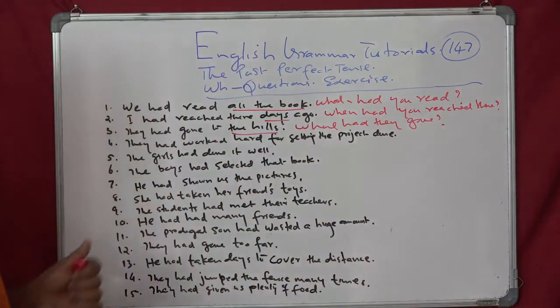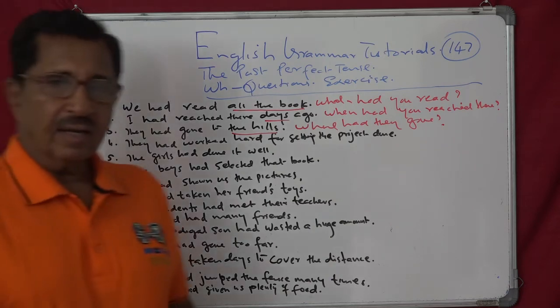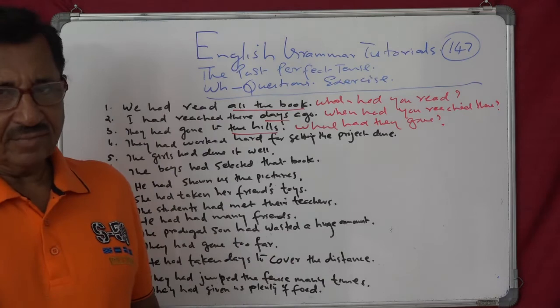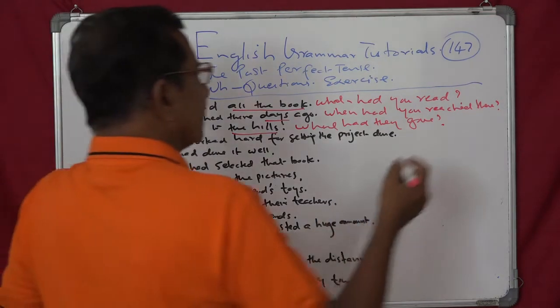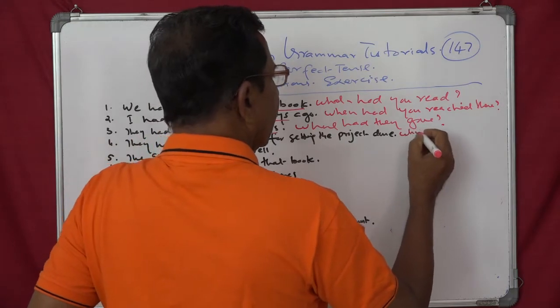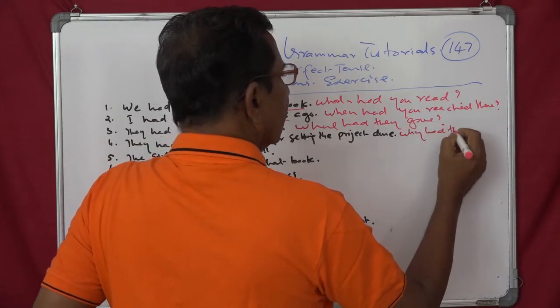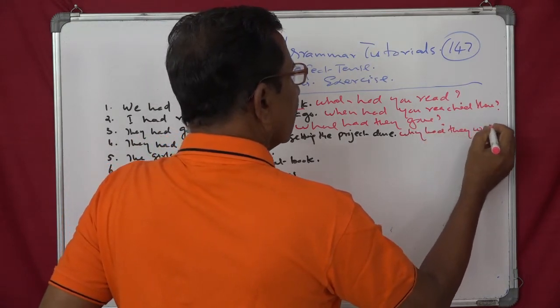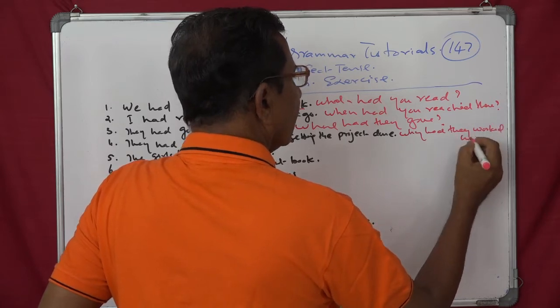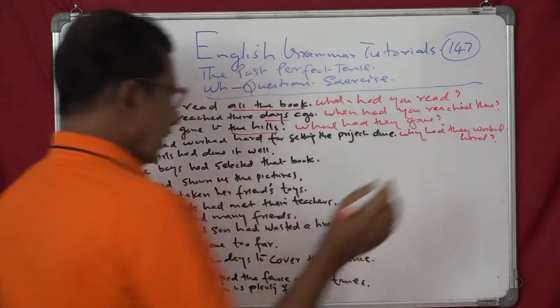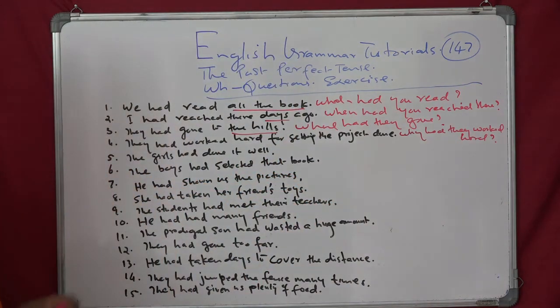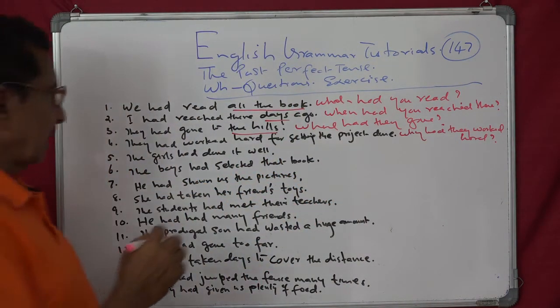Next one is, they had worked hard for getting the project done. I can say why, isn't it? Why had they worked hard? Getting the project done. The girls had done it well.